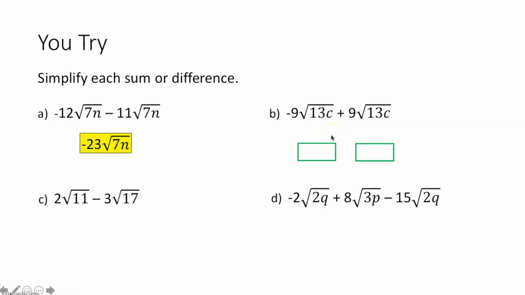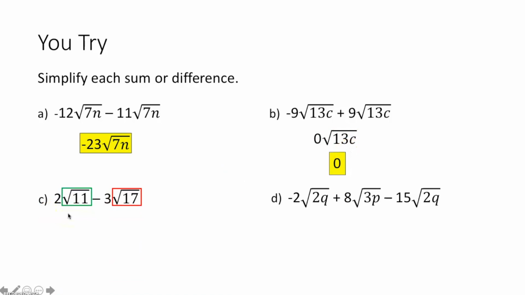Over here, do we have like radicals? Yes, we do. So we keep that radical and we go ahead and combine what's out front. So what's out front? Negative 9 plus 9, that's going to be 0. So we have 0 rad 13c. Now what's 0 times rad 13c? That's 0. So you just leave your answer as 0.